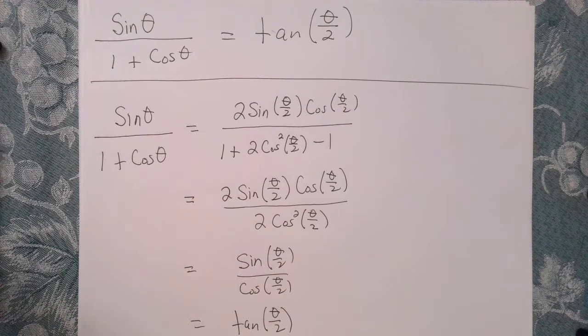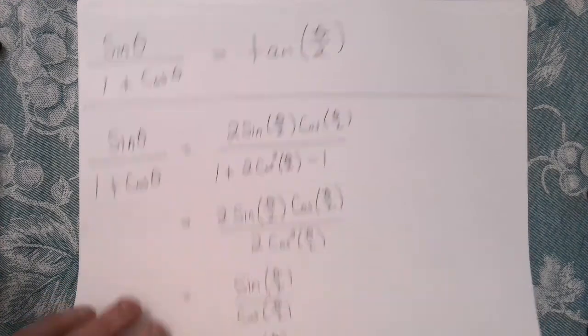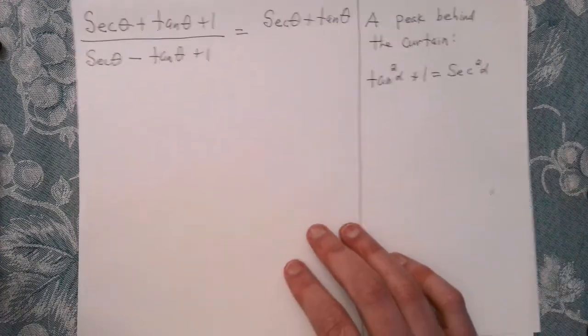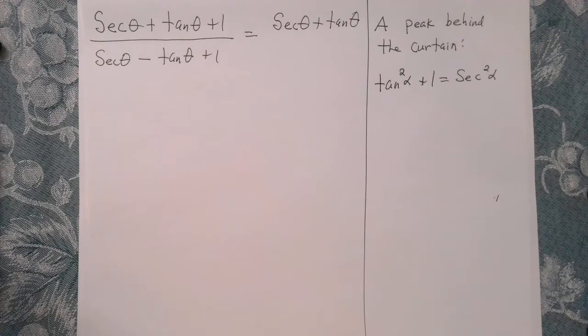And as I mentioned before, the next one is quite special. Here comes the peek behind the curtain. What was I sort of thinking as I solved this one? So for our next problem, we want to take a look at this. We've got secant of theta plus tangent of theta plus 1 over secant of theta minus tangent of theta plus 1 is equal to secant of theta plus tangent of theta.